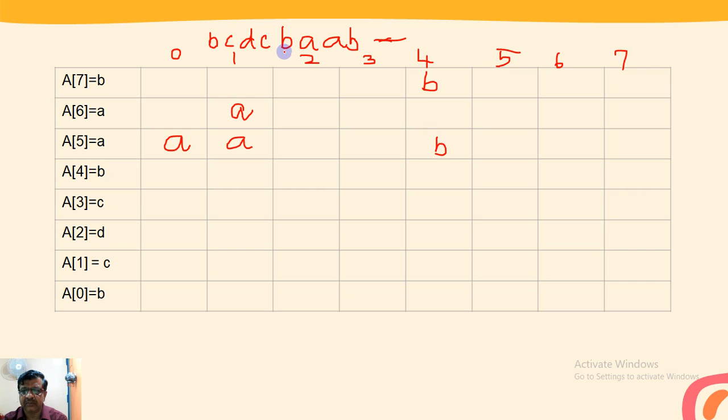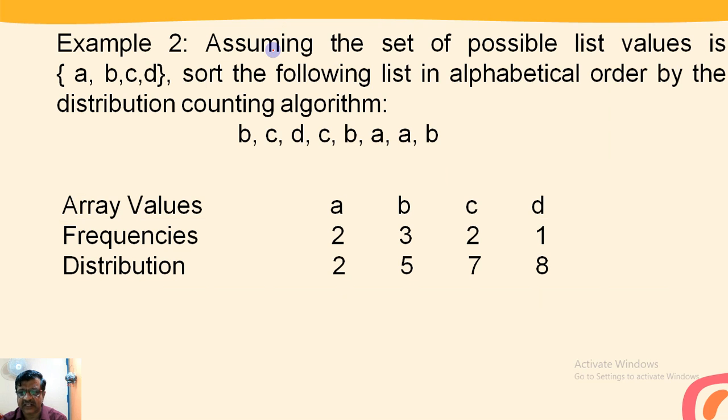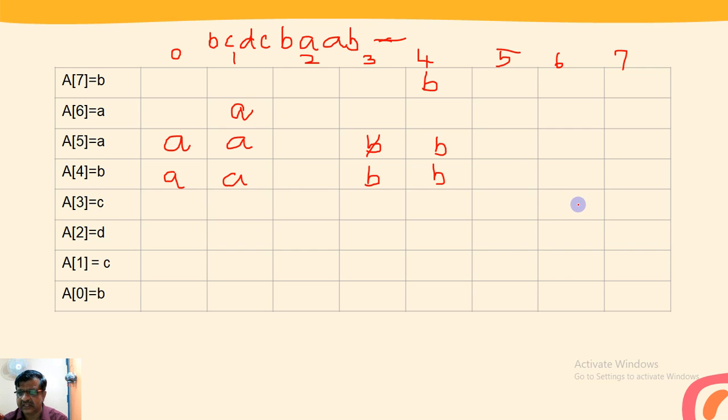Okay, then comes B, another B. So B is already placed in fourth position, and this B is to be placed in the third position. It should be written over here. A is there, and B is there, which was done in the earlier iteration. And then comes C. This is the first C that is occurring. C has a cumulative frequency of 7, therefore it should be placed in the 6th place.